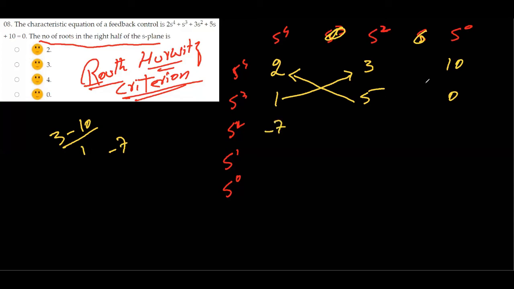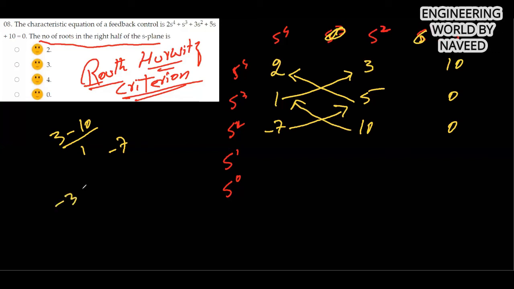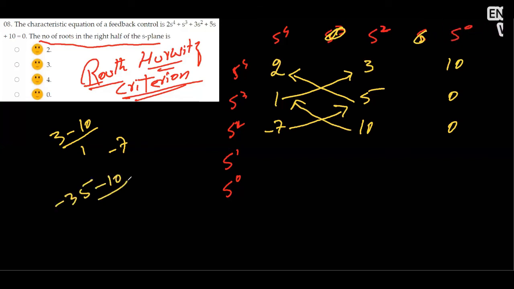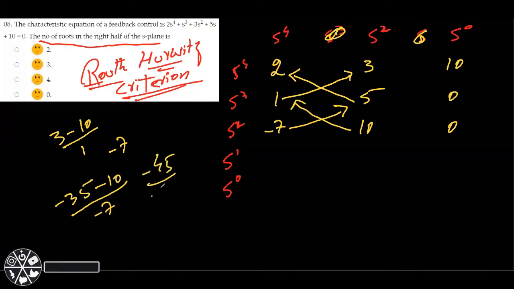Now here you will multiply this. So 5 times 10 is 50 divided by 5. So this will be 10. Here you will get 0. Here again we will multiply this minus this divided by minus 7. So 5 times 7 is minus 35, minus 10 divided by minus 7. So this will be minus 45 divided by minus 7. So that should be 45 divided by 7.